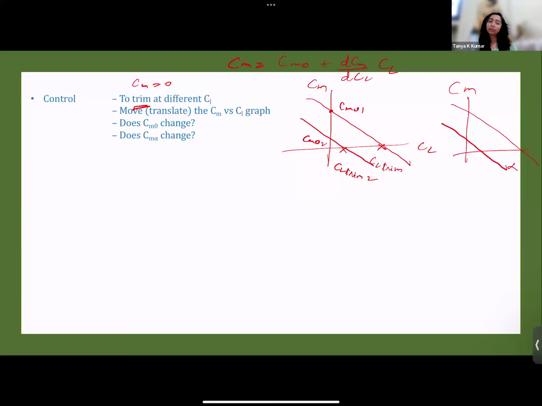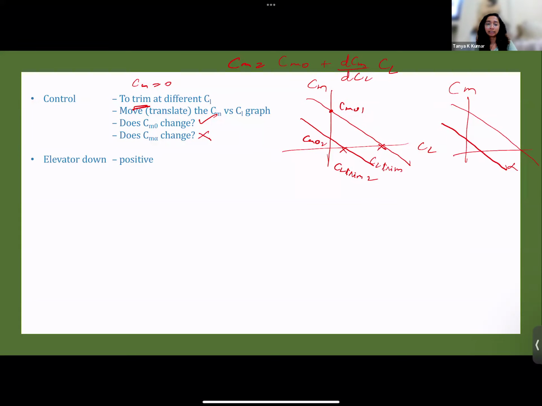This question, I think, will be asked quite a few times to test if you've understood it. So control surface deflection does not affect stability of the aircraft in any way. All right, Cm naught changes, Cm alpha does not change. Okay. Now let's look at a few elevator related terms.